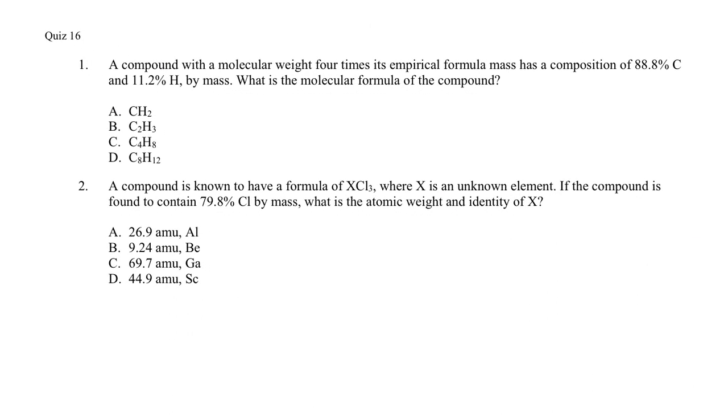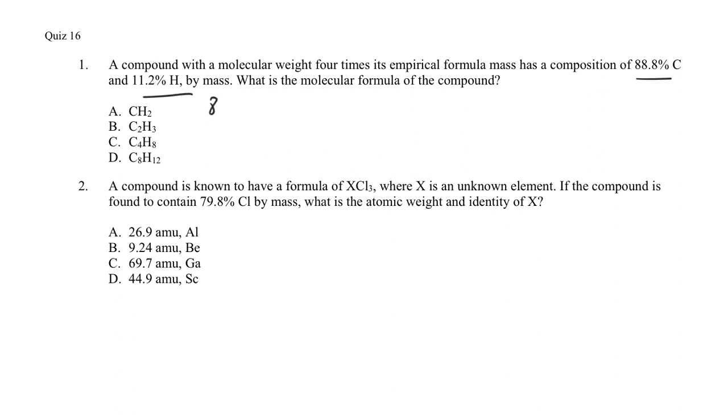All right, let's look at a formula problem from question 1. We're told a compound has a molecular weight 4 times its empirical formula mass, and it's 88.8% carbon, 11.2% hydrogen by mass. What's the molecular formula? Well, from the percent mass, I should be able to get my empirical formula. The empirical formula is the simplest ratio of the moles of the elements in the compound. These are the mass ratios.